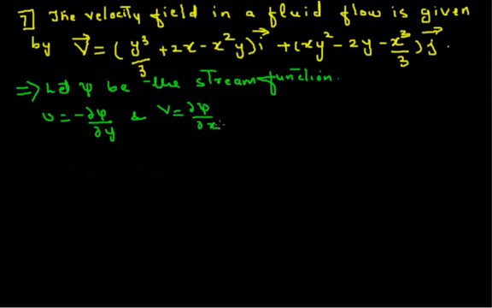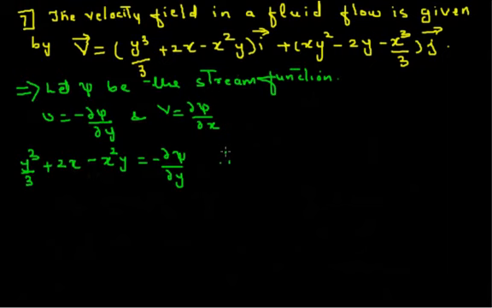This we know. So if we use this property of the stream function, we would get two equations and we would compare the two equations and get the final expression for stream function psi. So let's do that. First I will use u is equal to minus del psi by del y. So u here in this case is y cube by 3 plus twice x minus x square y is equal to minus del psi by del y.